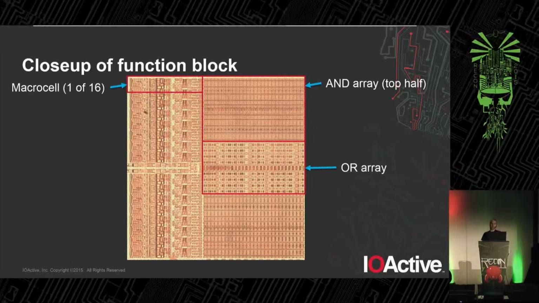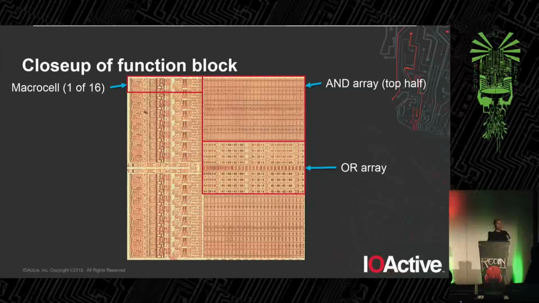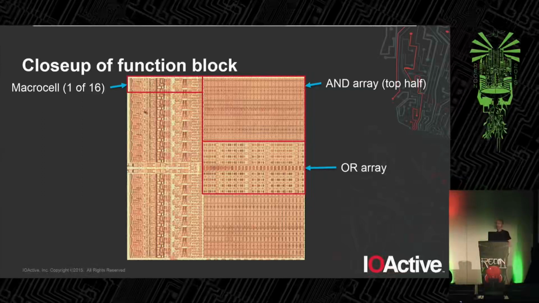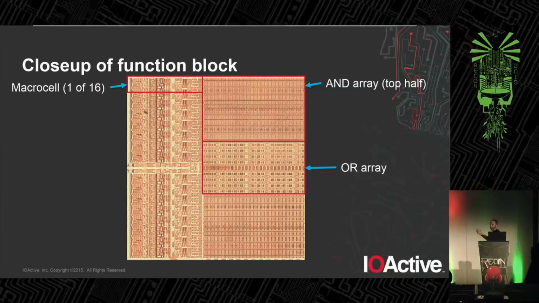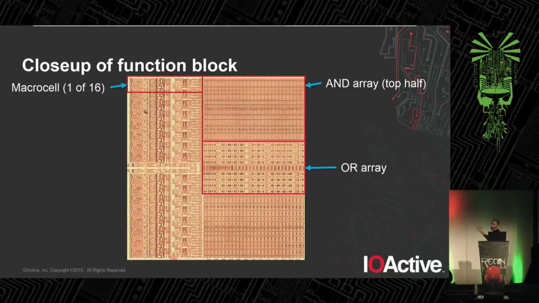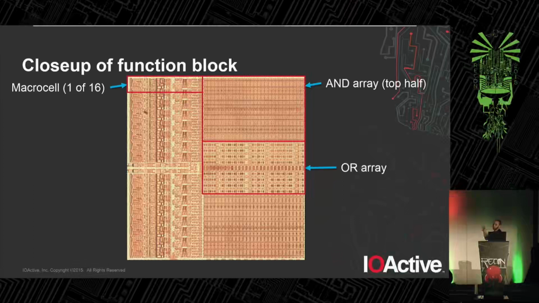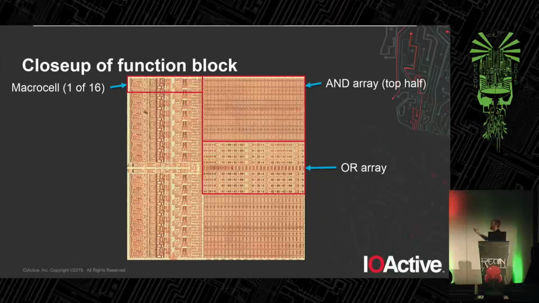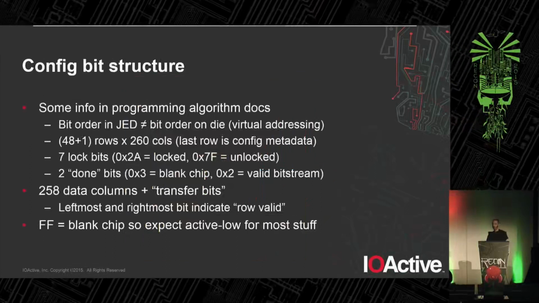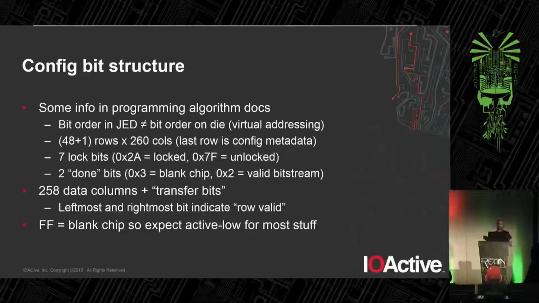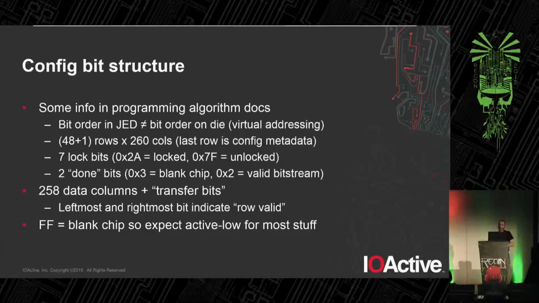So as it turns out, the AND array is not actually one solid block. The AND array is split in half. They've got 20 signals here, 20 signals here. Collectively, that forms 40. Then they AND the outputs of those two individual blocks together. That gives you our product terms, and then that goes into the OR array here and then out the macro cells. So now let's take a quick look at the configuration bit structure before we dive into detailed die analysis.